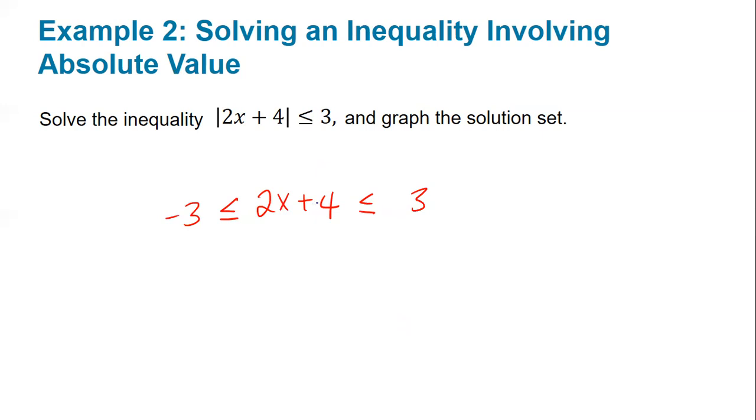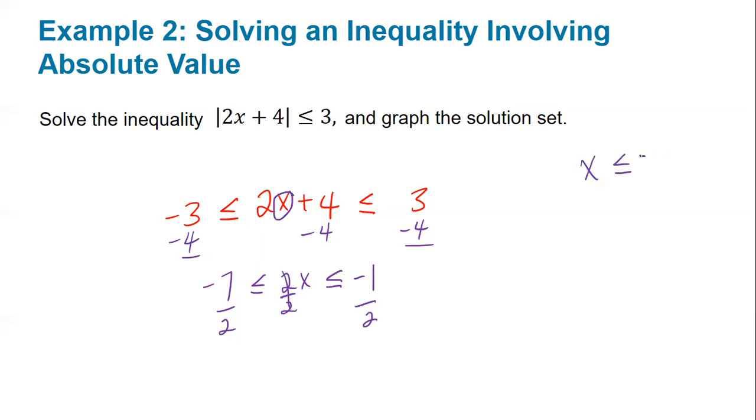All right, here we go. So we need to get x by itself. What do I need to do to get x by itself? Subtract 4, and what I do to the middle, I have to do to the left and the right. So I'm left with -7 is less than or equal to 2x, which is less than or equal to -1. Okay, what's the last thing I need to do to get x by itself? Divide by 2. So therefore, my solution would be x is less than or equal to -1/2, but x is greater than or equal to -7/2.